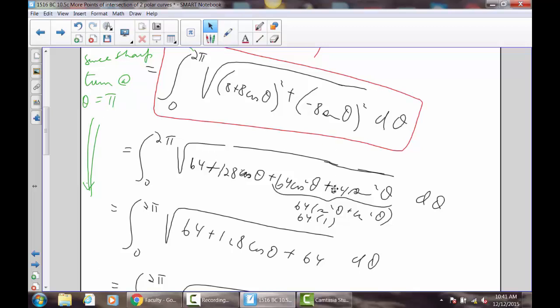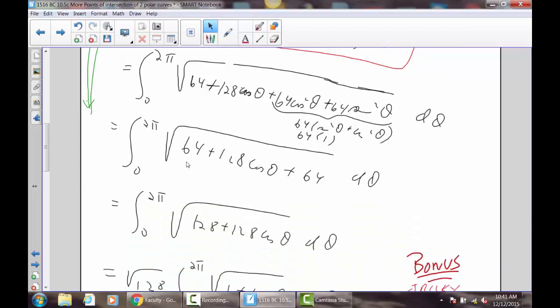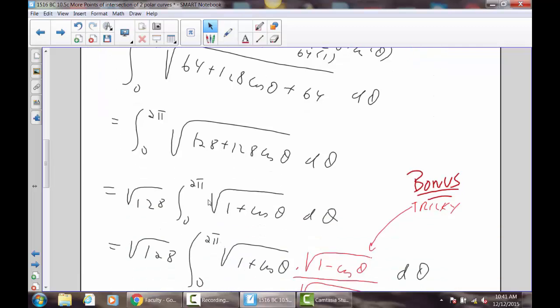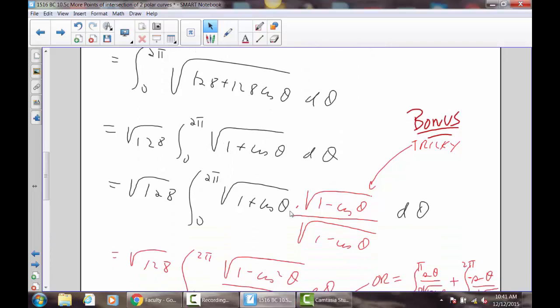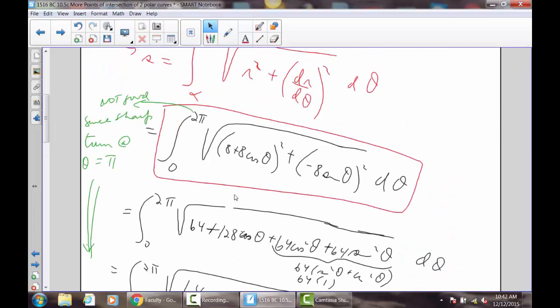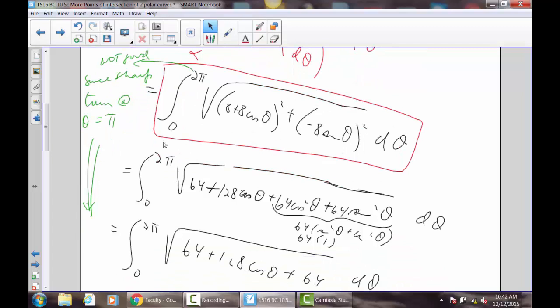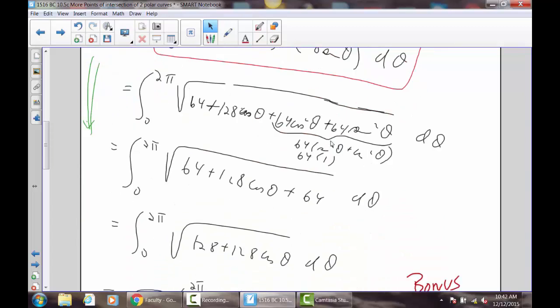We square this, we get that. Here I can factor out the 64, which is extremely convenient because cos squared plus sine squared is 1. At that point I add the two 64s. I can pull out a common factor of the square root of 128. Now, this is tricky, okay? You would have to know that you have to multiply, because there's nothing you can do with this. You'd have to multiply top and bottom by 1 minus cosine theta. So if it was this complicated, either it would be bonus, or I'd allow you to have your calculator, in which case all you'd have to do is enter 2 times 0 to pi of this expression on your calculator.